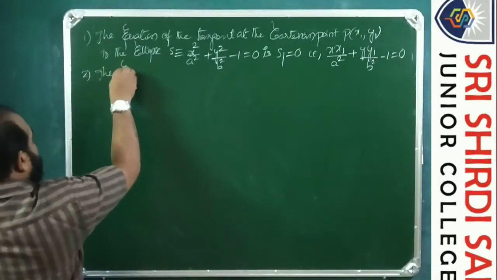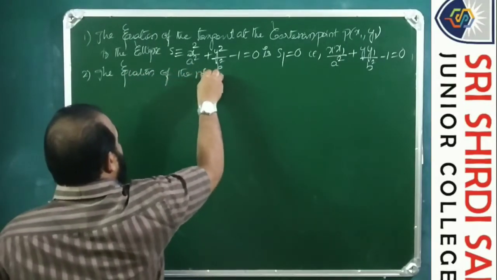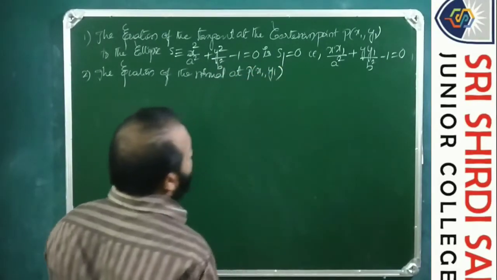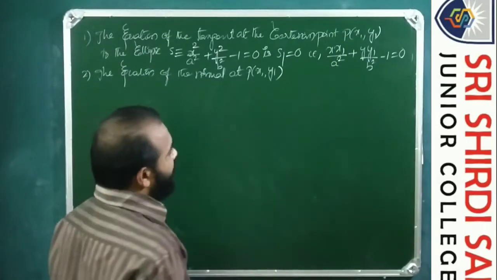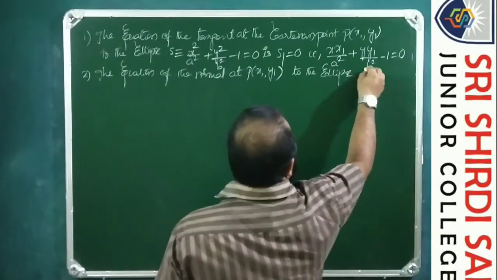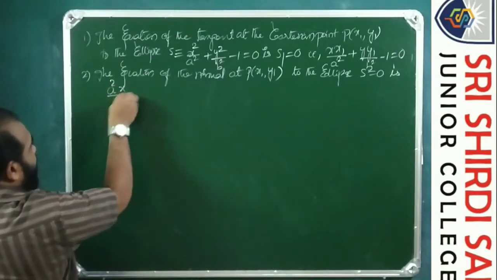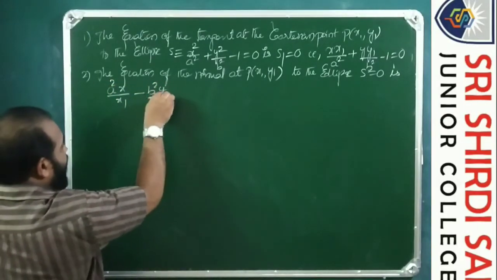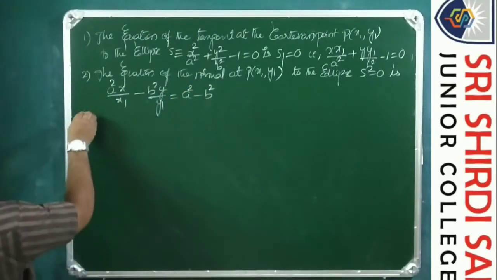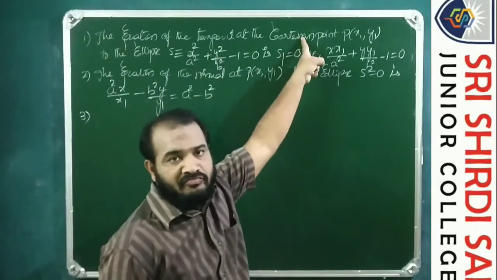The equation of the normal at the Cartesian point P(x1, y1) to the ellipse S equals 0 is a square x by x1 minus b square y by y1 equals a square minus b square. So these two are the tangent and normal at the Cartesian point P(x1, y1).